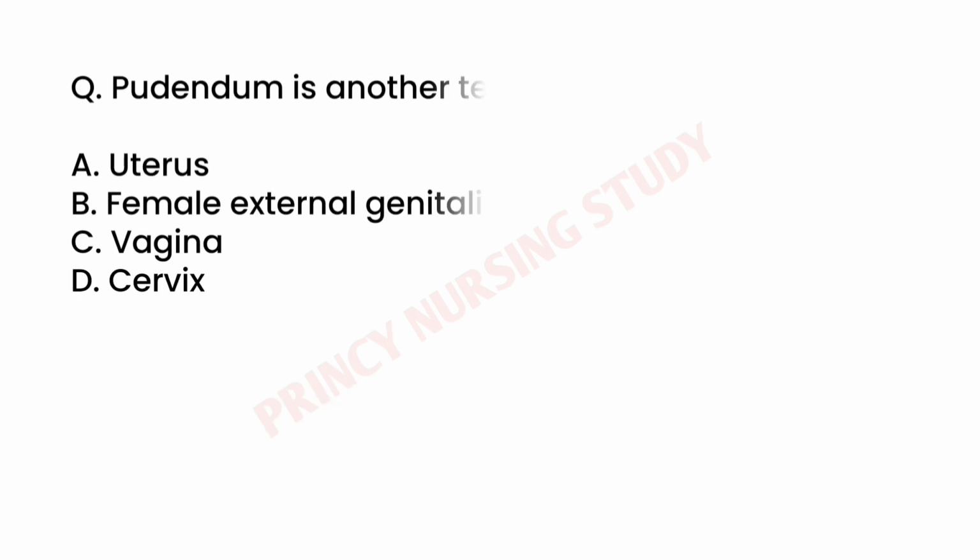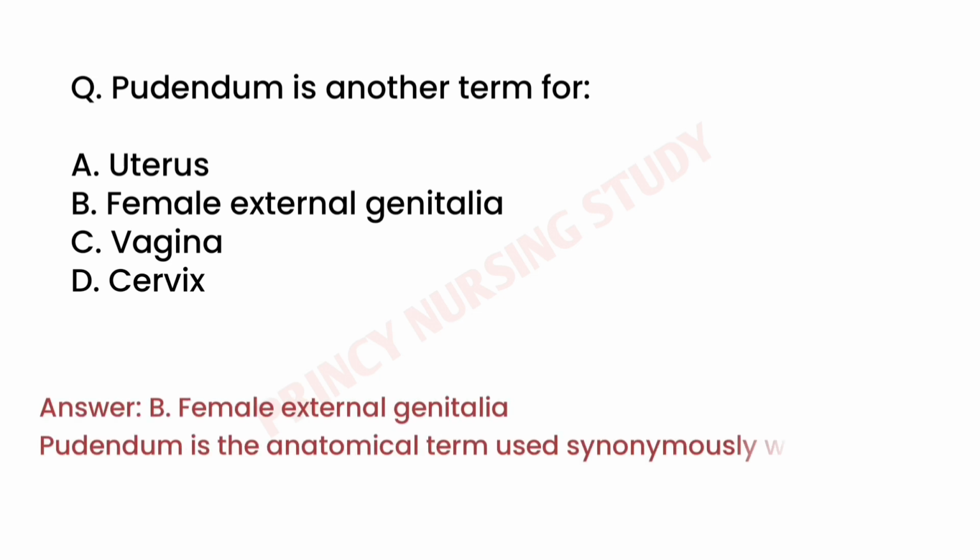Next question. Pudendum is another term for... Correct answer is B. Female external genitalia. Pudendum is the anatomical term used synonymously with vulva.